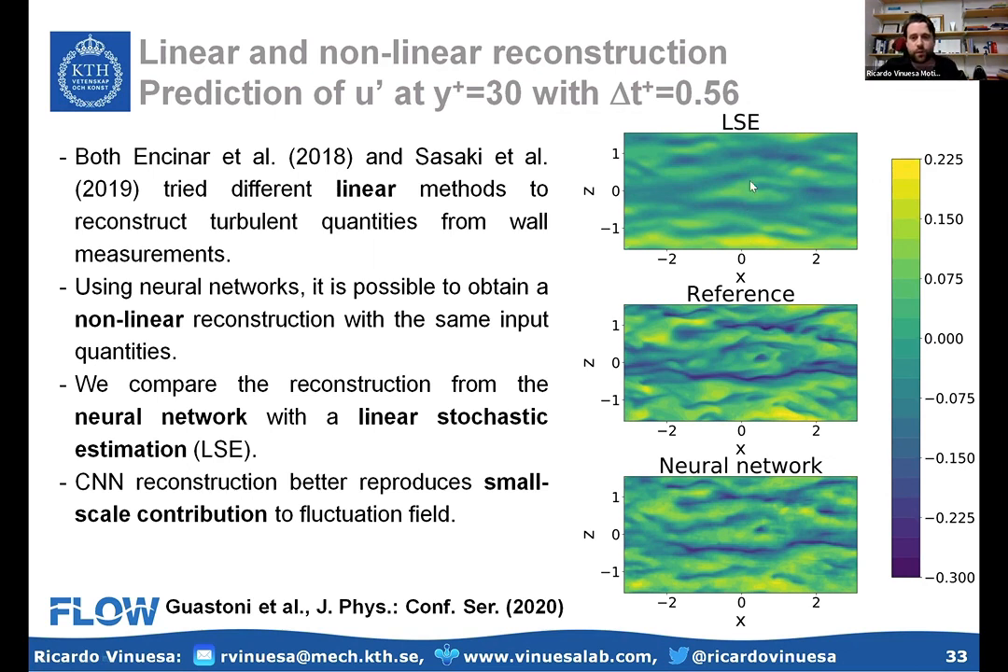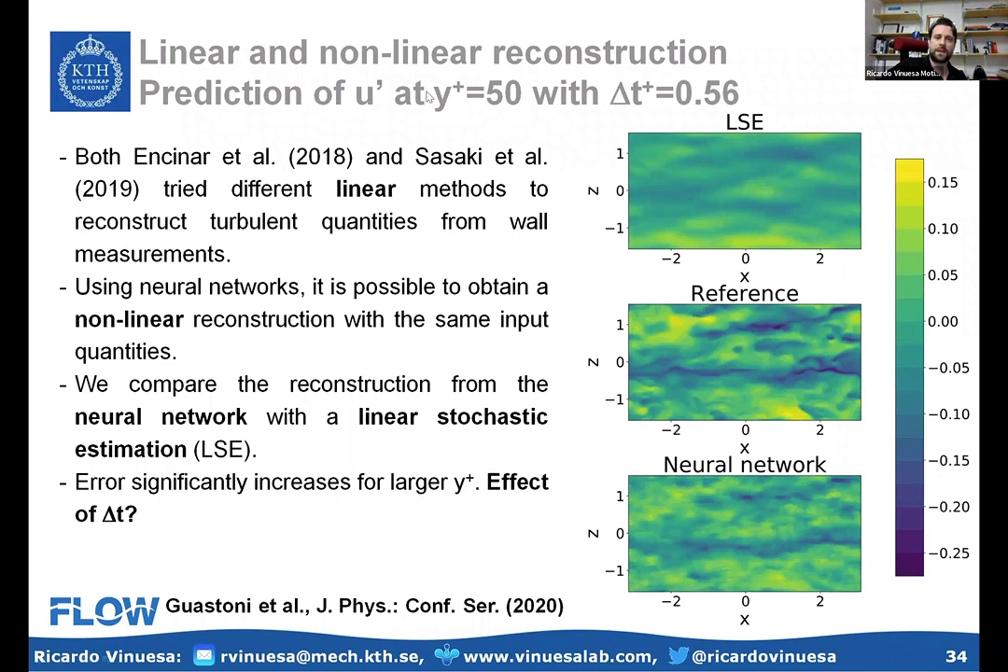This is quite interesting because, of course, when you are farther away from the wall, the fields are less correlated, so the predictions are more difficult. There is still a linear footprint, which is what the linear stochastic estimation is reproducing, but the neural network is able to significantly outperform this linear method. And of course, at y plus 50, which is farther away from the wall, the neural network starts to predict worse, but it maintains the structure of the field and the level of the fluctuations.